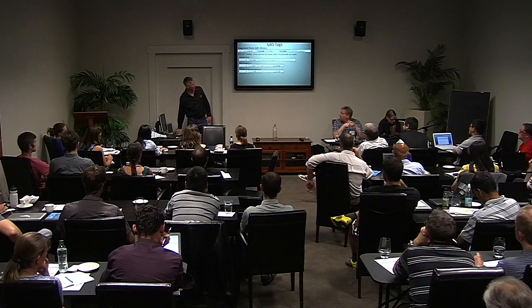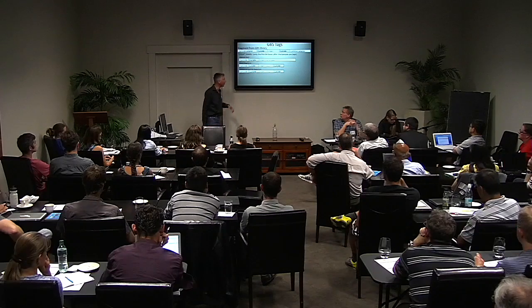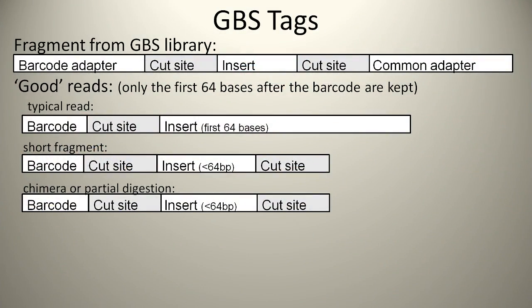Okay. So tags, this is a kind of graphical representation of tags. This is an illustration of a fragment from a GBS library. Not that we would sequence this whole thing, right? Because this insert could be huge, or 400 base pairs, and we'd never sequence it with the current read length of Illumina technology. But we have things that we're looking for.